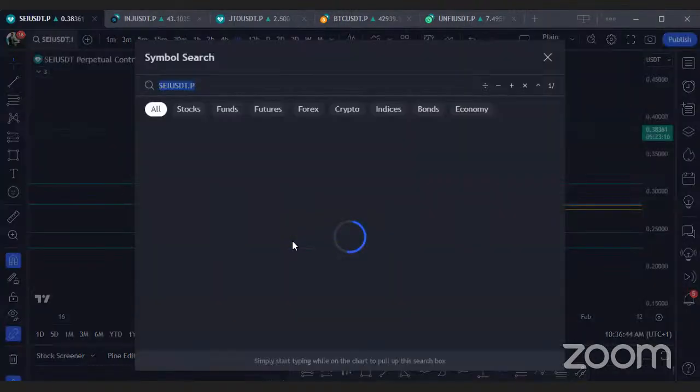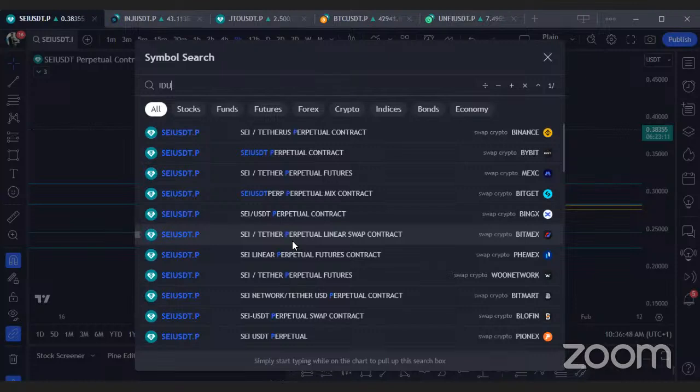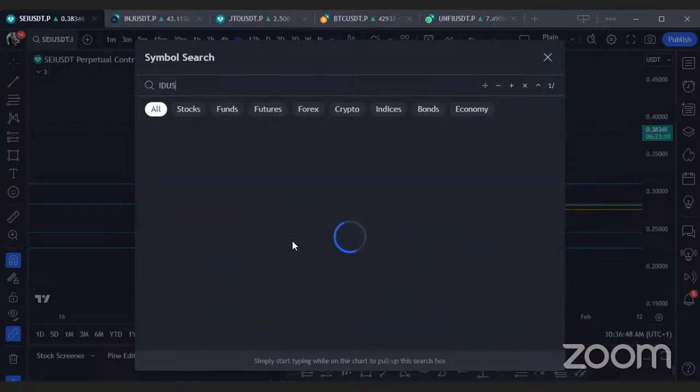So let me see the ID that John wants me to look at. Is it ID USDT or ID? I think it's ID USDT.